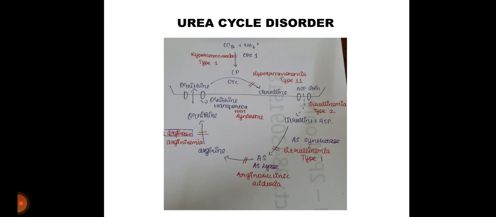And one more set of disorders is in the transporters. If the transporter citrin is defective, it causes citrullinemia type 2. Coming on to the ornithine transporter, if the ornithine transporter is defective, it causes HHH syndrome, triple H syndrome. These are the disorders. Let's see the disorders one by one in detail.